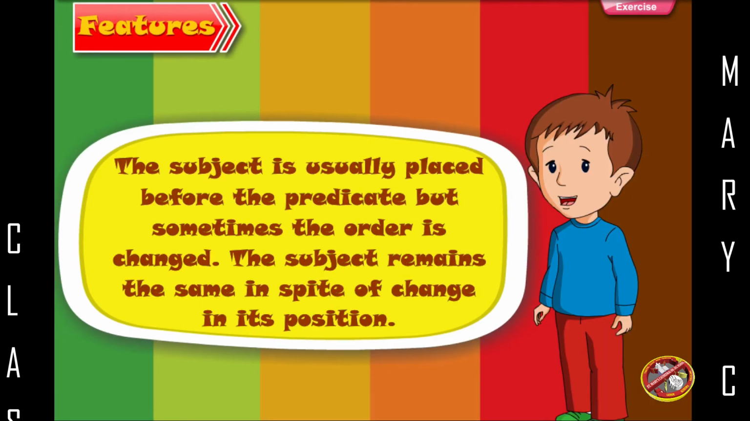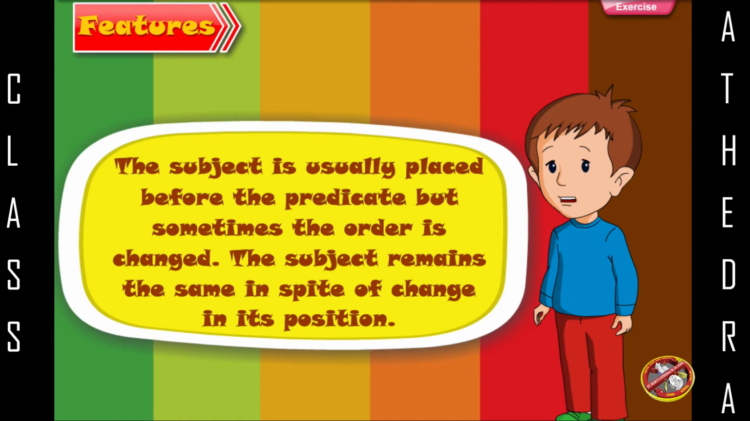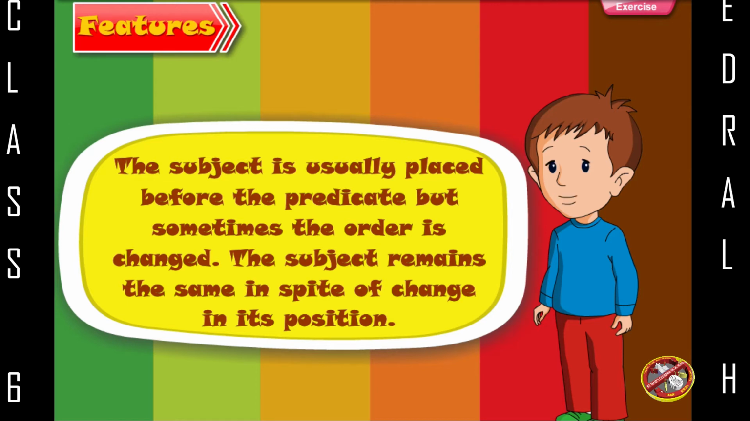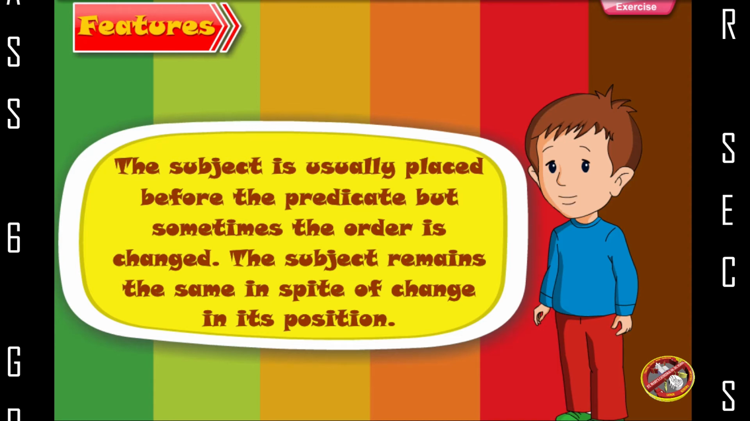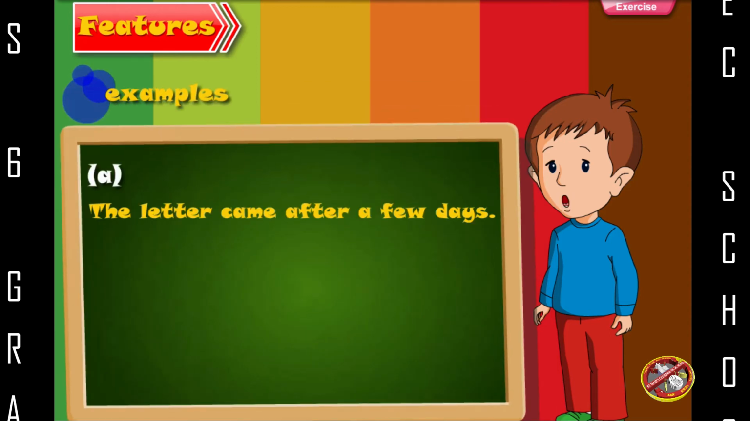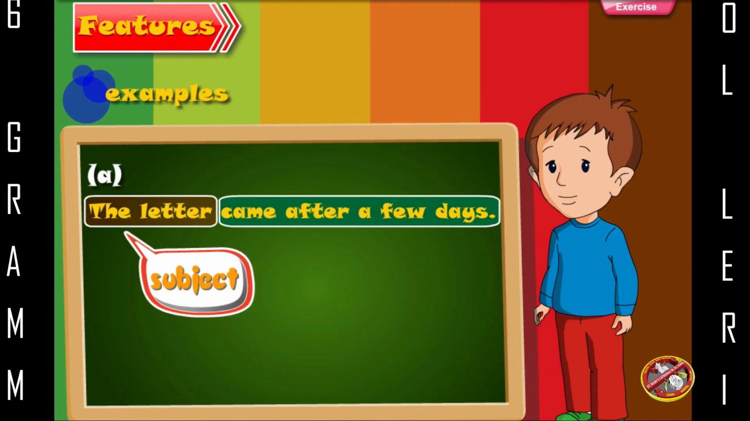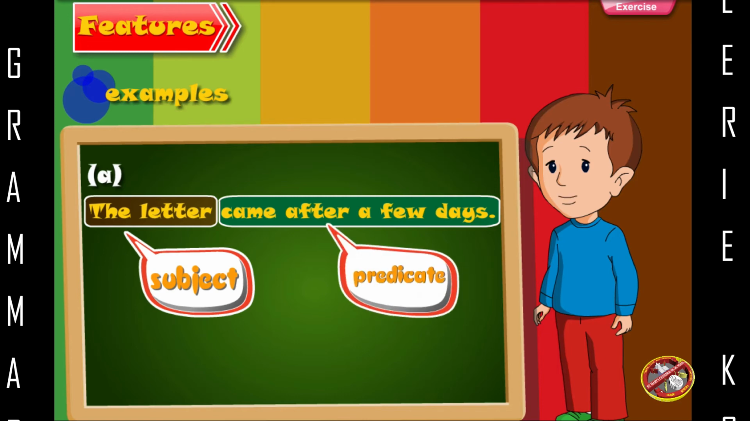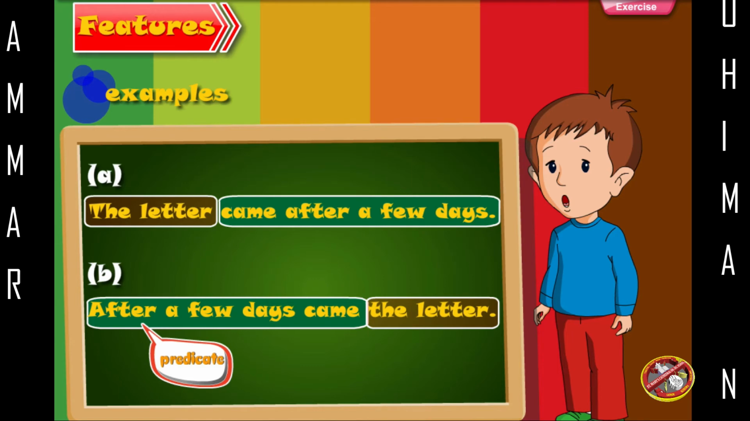Features. The subject is usually placed before the predicate, but sometimes the order is changed. The subject remains the same in spite of change in its position. Examples: The letter (subject) came after a few days (predicate). After a few days came (predicate) the letter (subject).